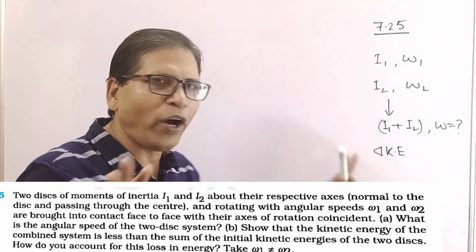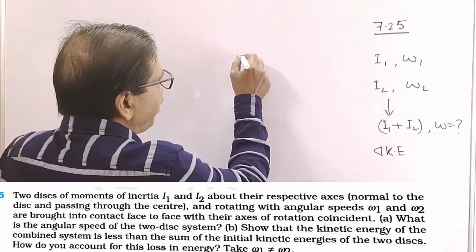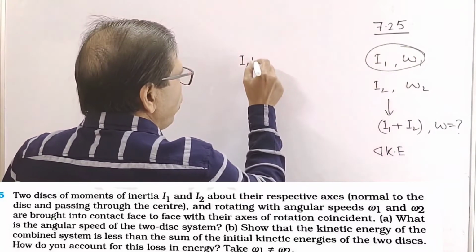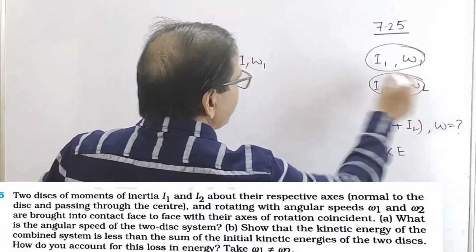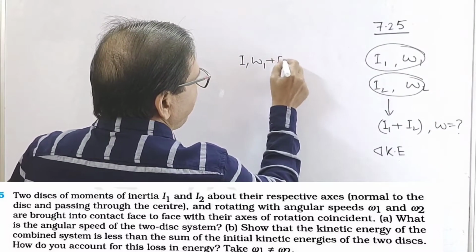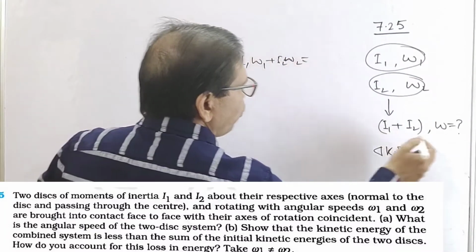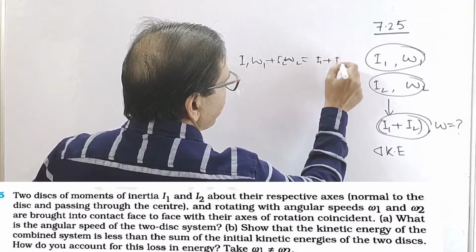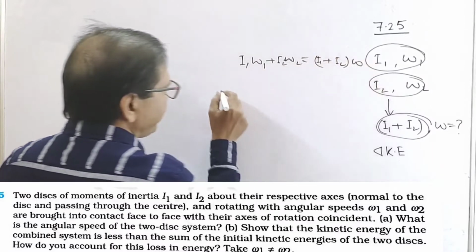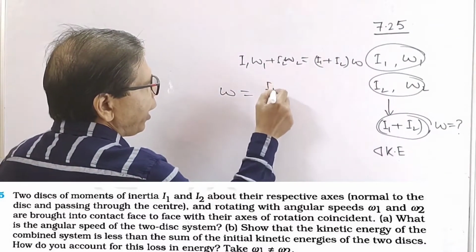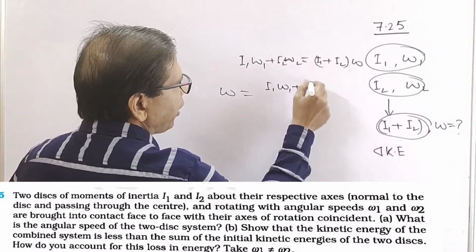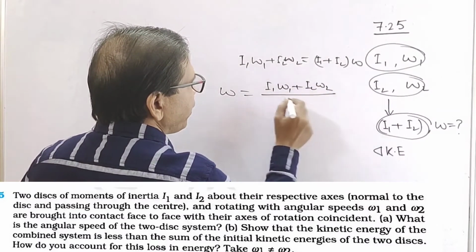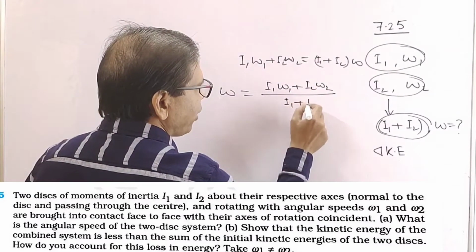Now, as there is no external force acting on the system, angular momentum is conserved. So the initial angular momentum is I1 omega 1 plus I2 omega 2, and the final angular momentum is I1 plus I2 into omega. We have to calculate omega. So omega equals I1 omega 1 plus I2 omega 2 divided by I1 plus I2.